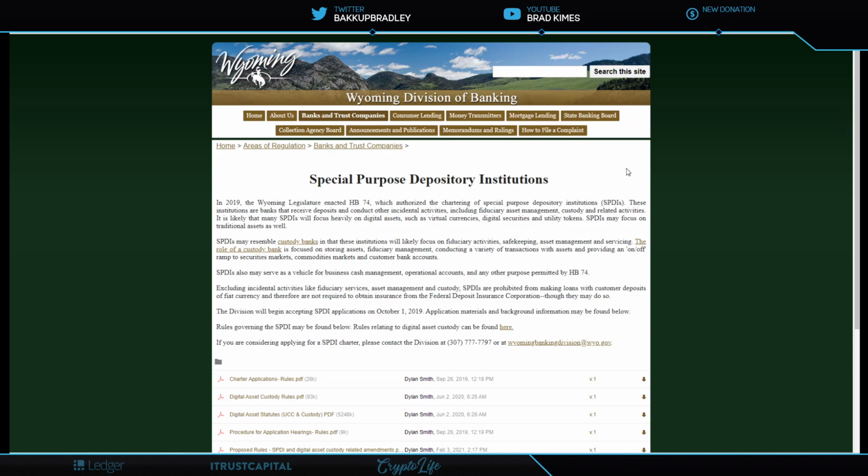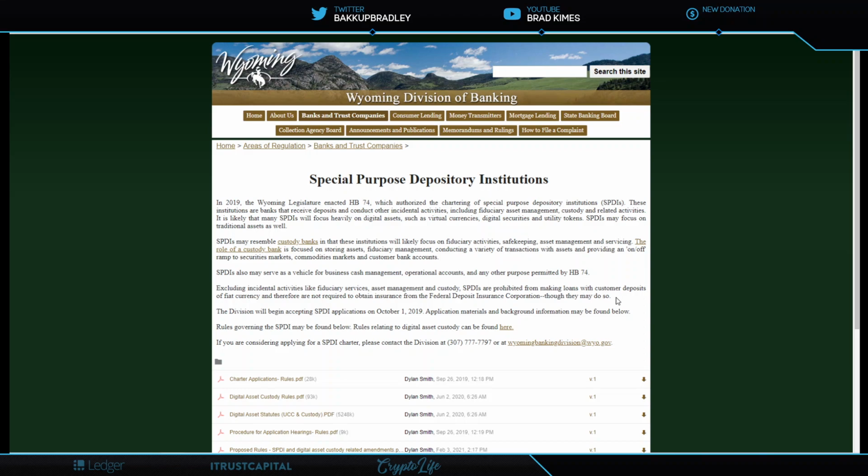Quickly, I will say SPDIs may resemble custody banks in that these institutions will likely focus on fiduciary activity, safekeeping, asset management, and servicing. The role of a custody bank is focusing on storing assets, fiduciary management, conducting a variety of transactions with assets, and providing an on and off ramp to securities markets, commodities markets, and customer bank accounts. SPDIs may also serve as a vehicle for business cash management, operational accounts, and any other purpose permitted by HB 74, excluding incidental activities like fiduciary services, asset management, and custody.